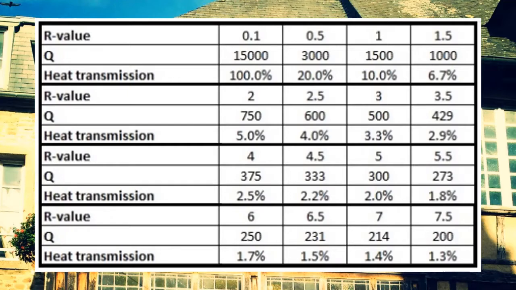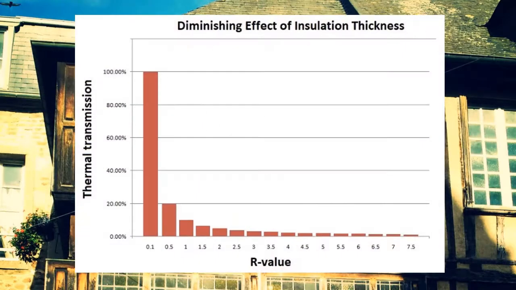Further increasing the R value to 1.5 meter squared Kelvin per watt, the heat transferred is 93.3% less than the original. There is a very big drop-off in heat transfer reduction as R value increases, to the extent it is not viable to add thickness for the little saving you get. The graph showed the diminishing effect of insulation thickness.